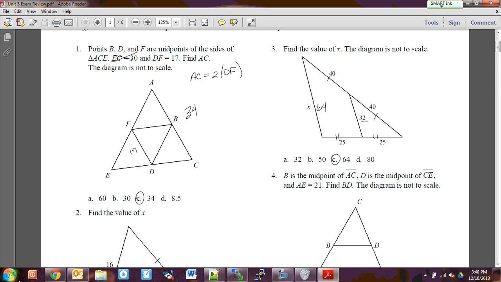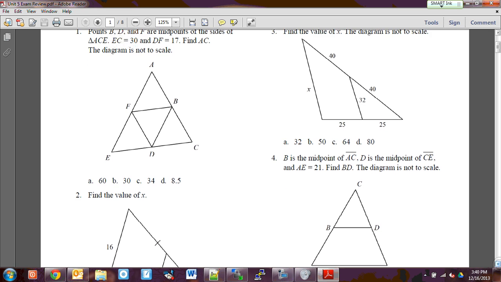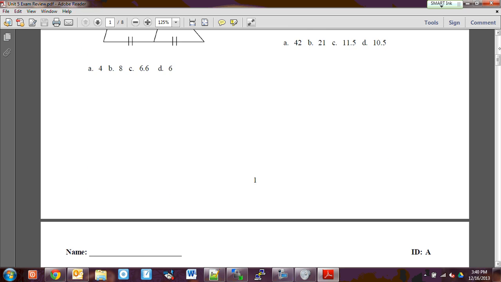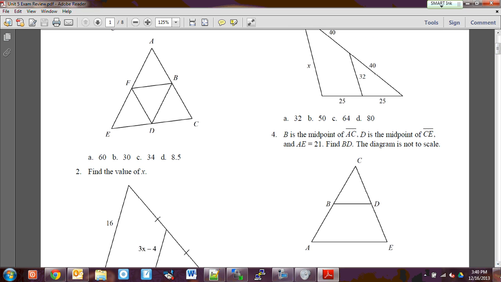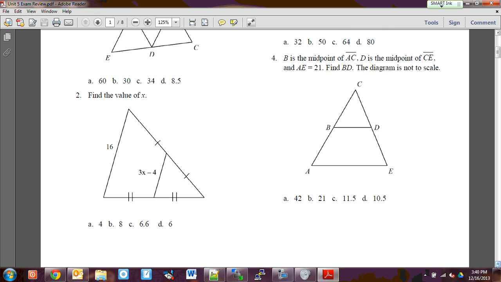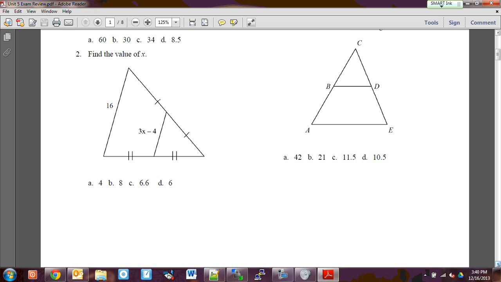Now let's go on to number 2. Again, we're finding the value of x. Let me clear this ink and move down a little bit. Darn it. There we go. All right, find the value of x.